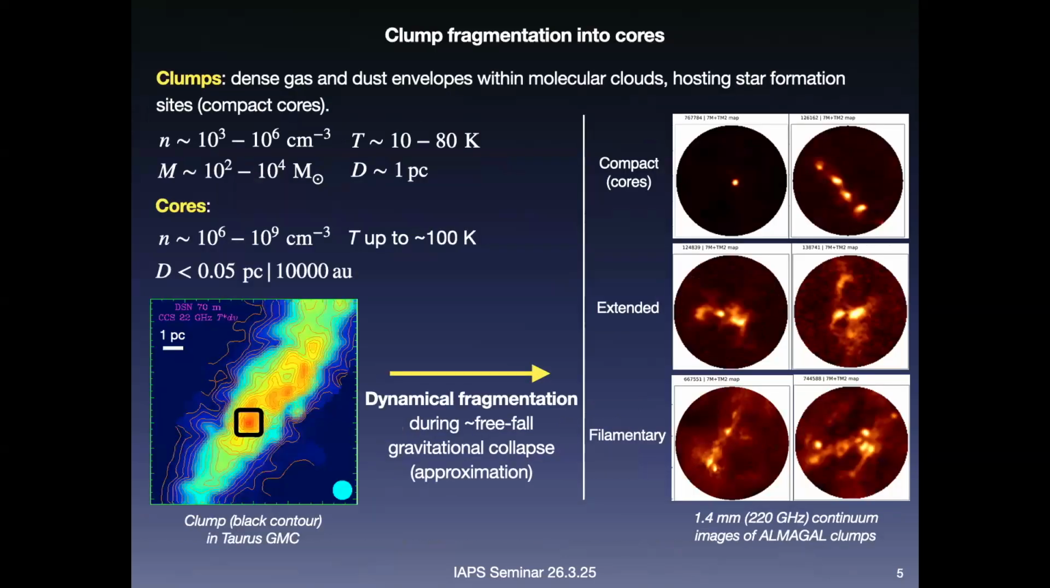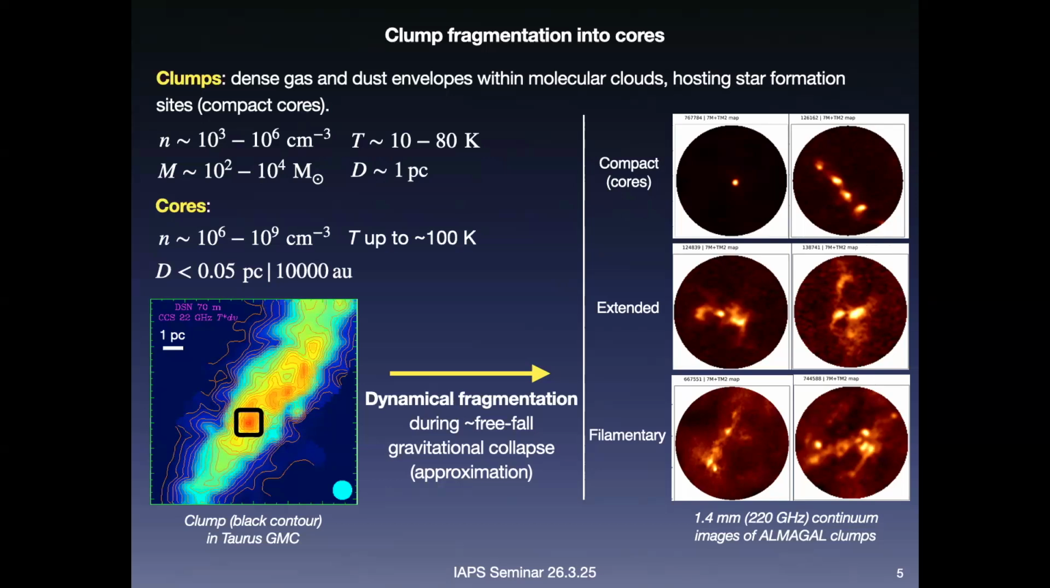So here I report in more detail some properties of the structures involved in the dense scales that we are interested in with ALMAGAL. The clumps, as I was anticipating, are dense gas and dust envelopes within the molecular clouds, which host in turn the compact cores, which are the actual sites of star formation. I report here some typical ranges of values: for the temperature, typically a few tens of kelvins; for the mass, typically hundreds or thousands of solar masses; and the typical size, which is of the order of 1 parsec.